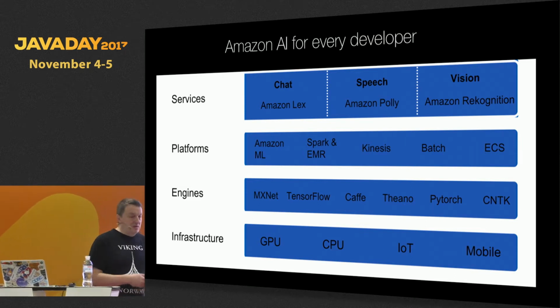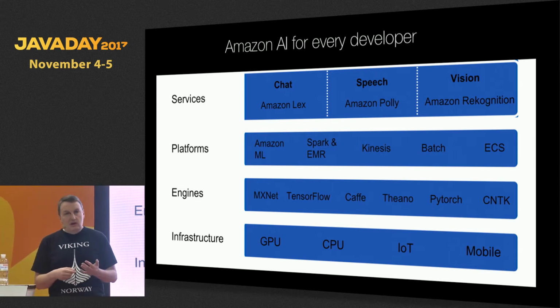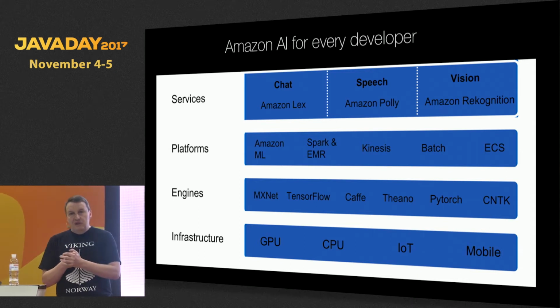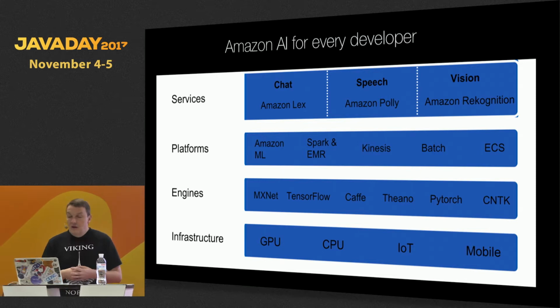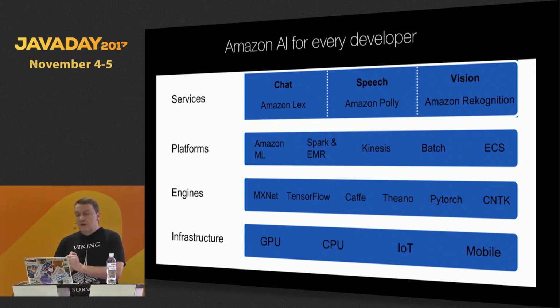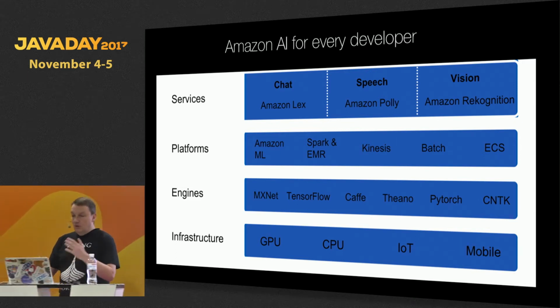We have CPU instances. We have GPU instances. Maybe you've seen we recently announced support for the NVIDIA Volta GPU. So it's available now. I guess we're the first cloud to have them. And you can do also IoT deployments and mobile deployments, etc. Okay, so we're going to look at all of these things.